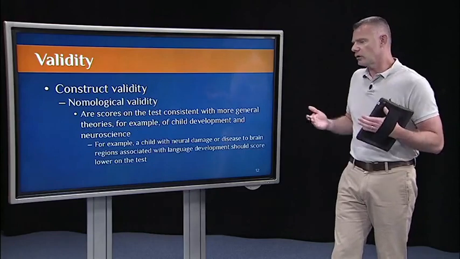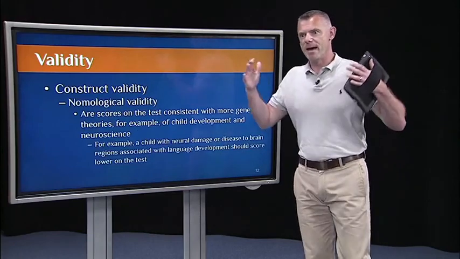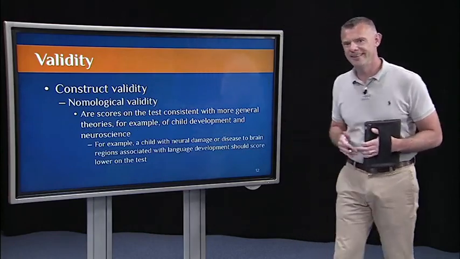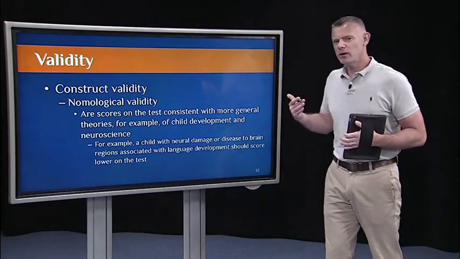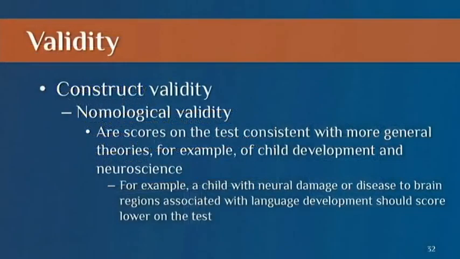Finally, there's nomological validity, which is more like a meta validity, if you will. The scores on the test, say this vocabulary test, they should be consistent with more general theories that exist in related fields of research. So for example, if we're looking at verbal ability in children, then scores on the test should be consistent with what we know about developmental psychology, cognitive psychology, and neuroscience.